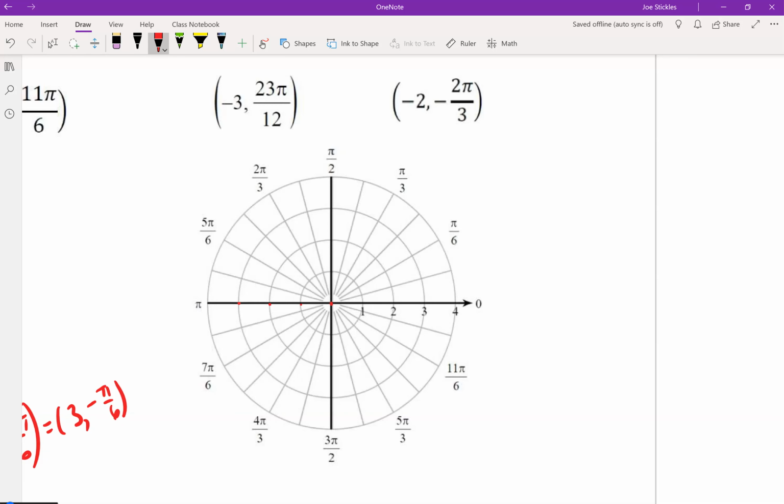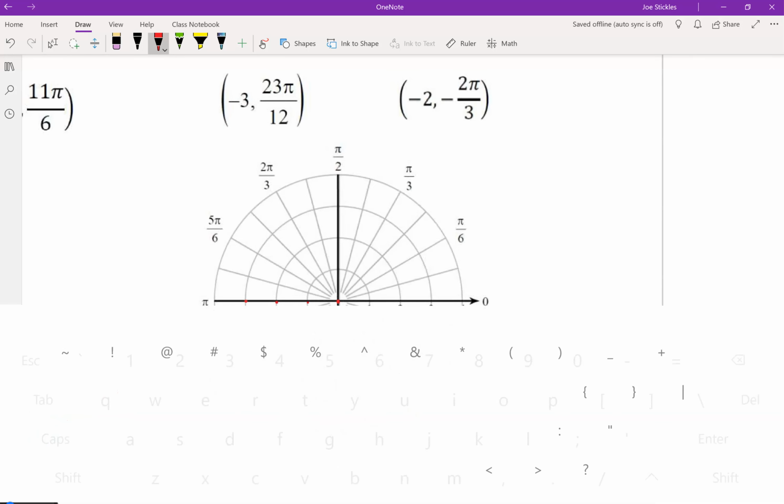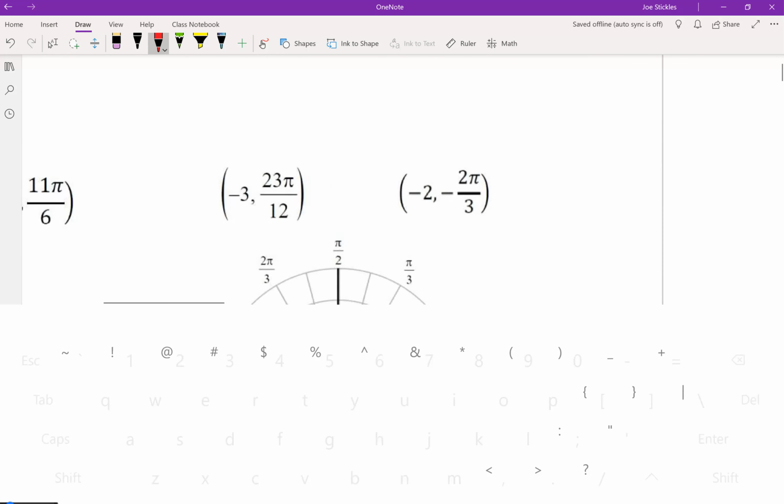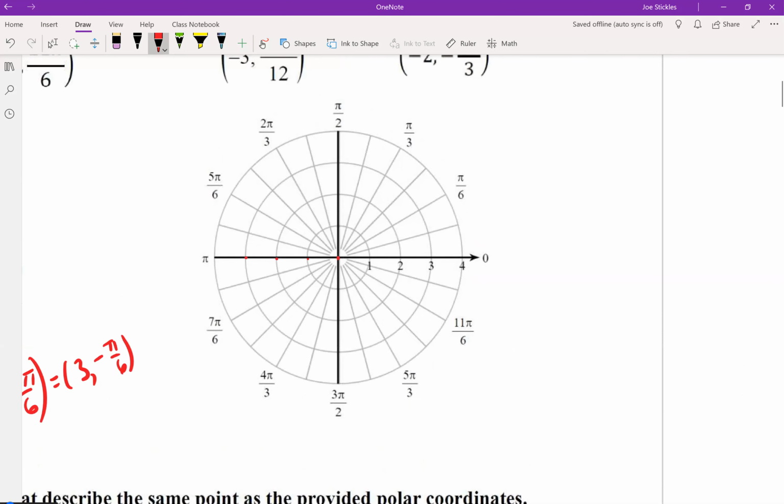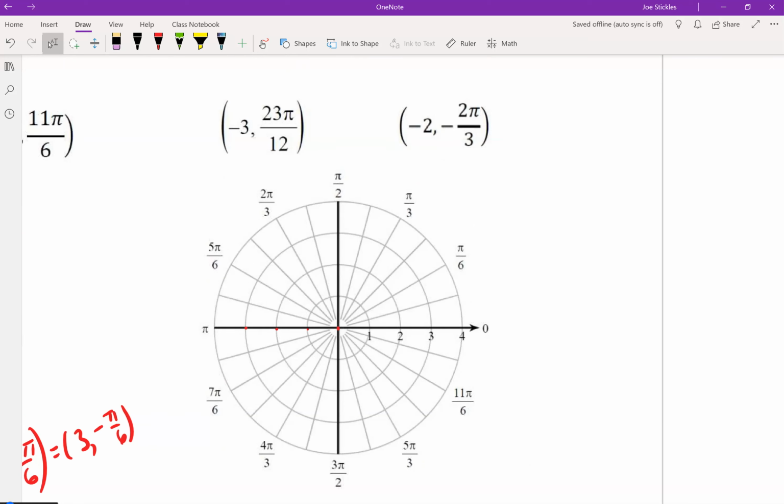Now I need to rotate 23 pi over 12. Well, 23 pi over 12 is almost all the way around. And there it went, sorry. The keyboard got locked up when I wanted to try to add some text in here, and I have no idea why I wanted even to do that. All right, so let's try this again.